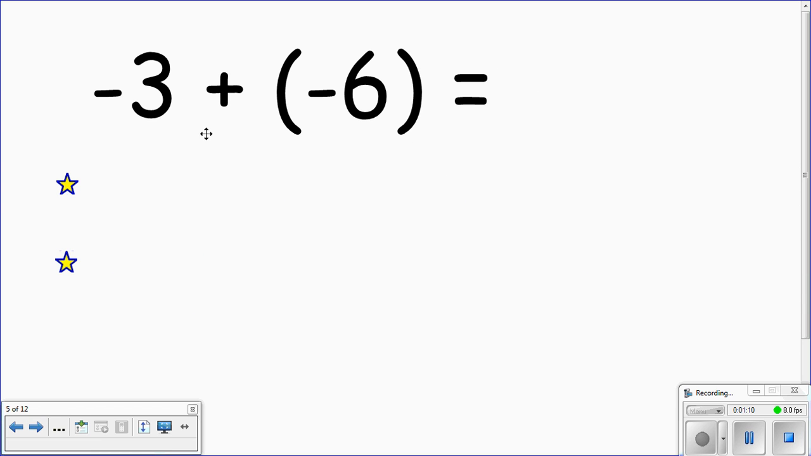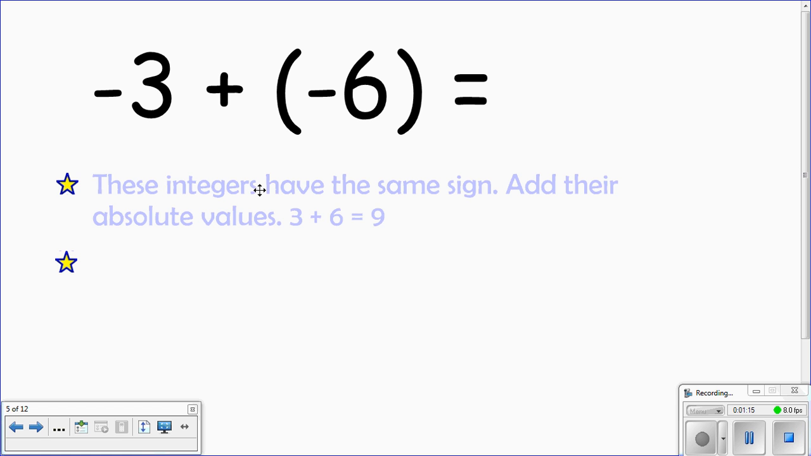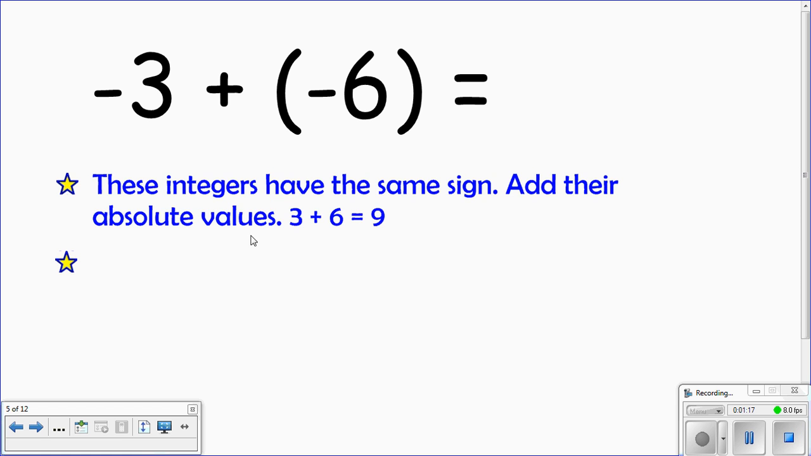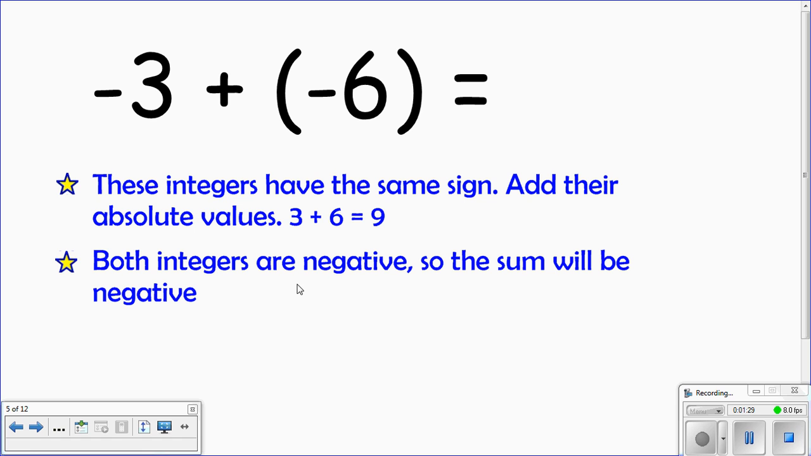Negative 3 plus negative 6. These integers have the same sign, so we're going to add their absolute values. The absolute value of negative 3 is 3, and the absolute value of negative 6 is 6. 3 plus 6 is 9. Both integers are negative, so the sum will be negative. Negative 3 plus negative 6 equals negative 9.